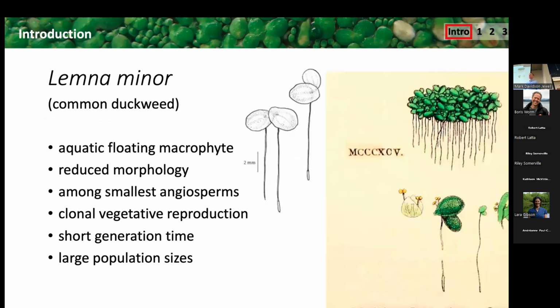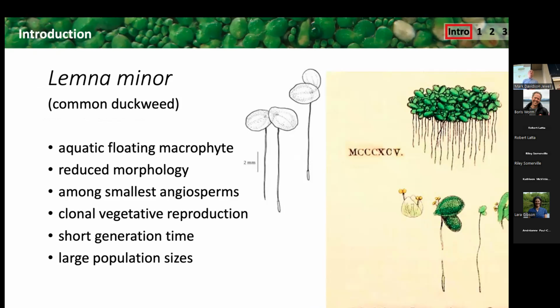Talking a little bit more about the species, the main one is Lemna minor. This is the common duckweed. I'm sure you've seen it everywhere, even if you haven't been looking for it. It's not hard to find. It's an aquatic floating macrophyte with extremely reduced morphology. The fronds are just a couple of millimeters. It consists of a single frond and a single root.